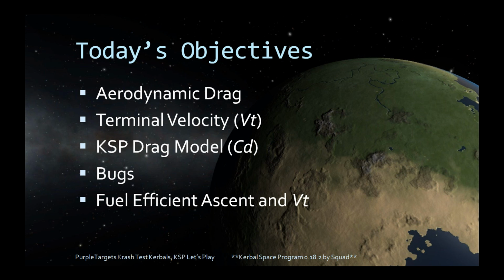And finally, we'll look at terminal velocity and how it influences a fuel-efficient ascent out of an atmosphere, and why throttling down is often preferable to the max thrust, short burn type of ascent that we looked at when we were taking off in vacuum in the last episode.